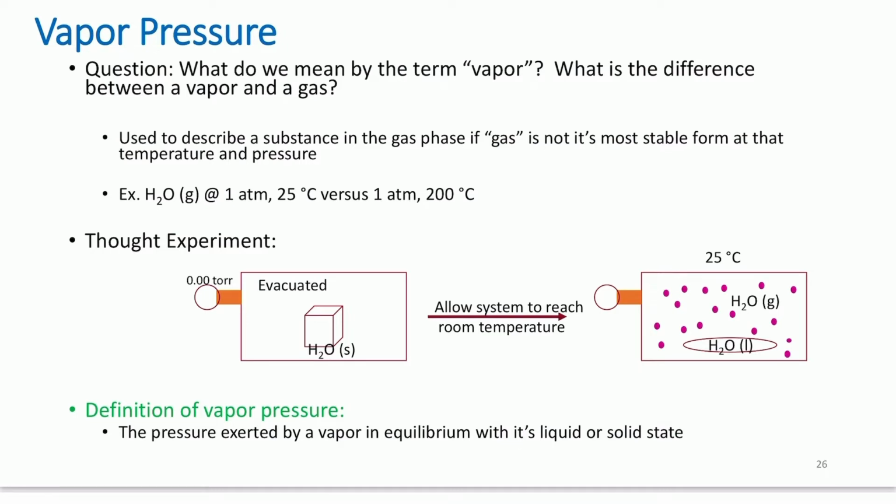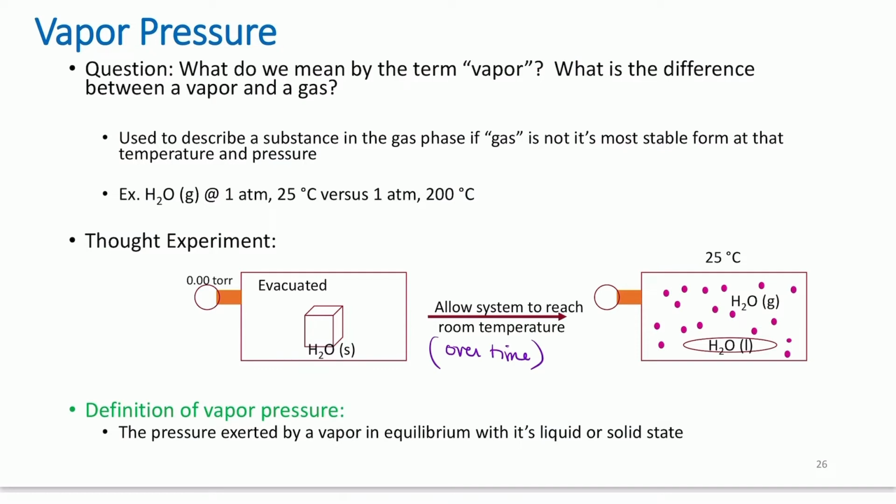So to try to better describe this, I want to talk about this thought experiment here. Let's pretend we have this box. It's an evacuated, meaning completely emptied, under vacuum, completely evacuated chamber. It's 0 torr. And I place 1 ice cube inside. So we've got our single ice cube inside of here. I then slowly heat up this evacuated chamber, and I allow the system to reach room temperature over time. I'm now at 25 degrees C.